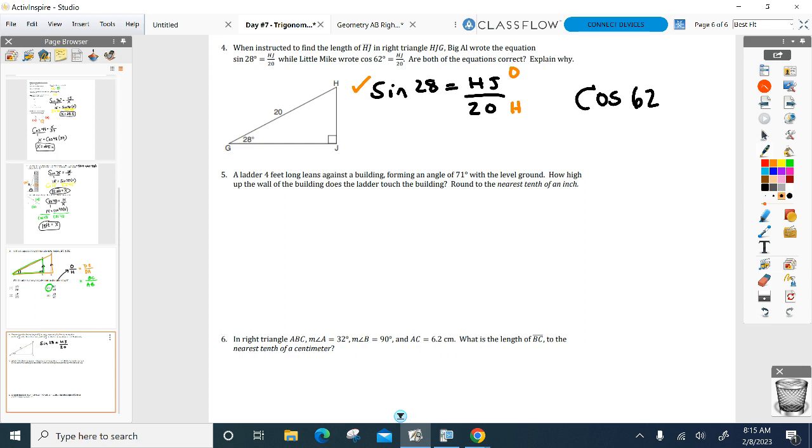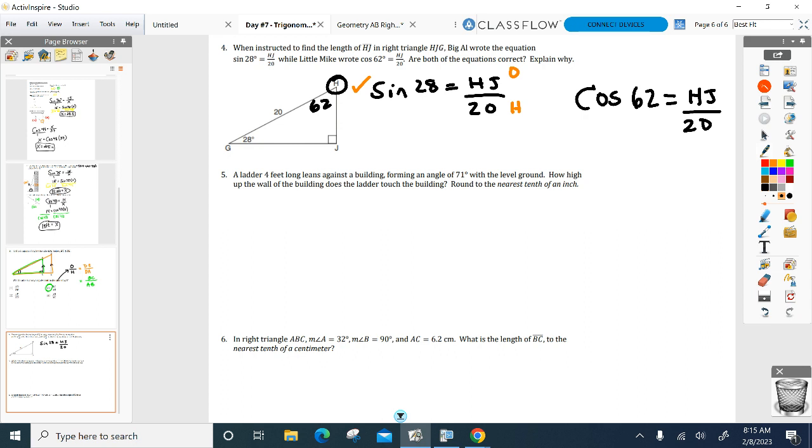Where's 62 coming from? Yeah, there you go. What's 62? Where's Mike going from? Angle 8. Oh, now he's going from H, right? 28 plus 90 and 62 give me 180. So he's going from angle H now, and he's saying he can do HJ over 20.